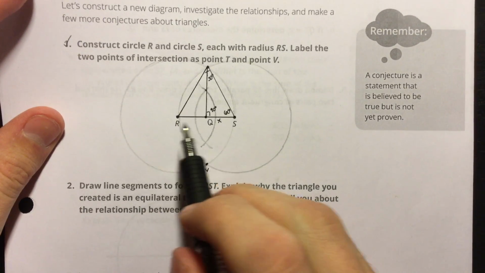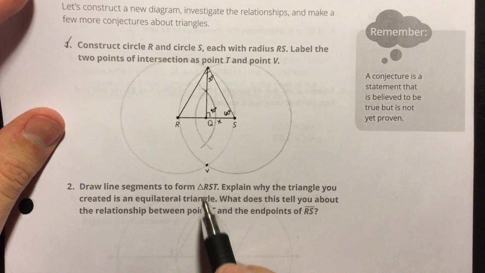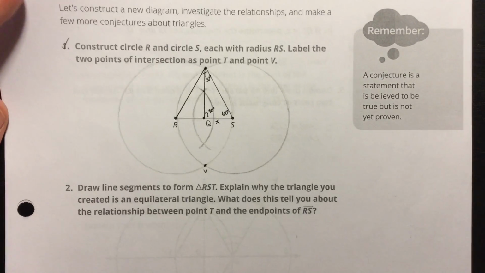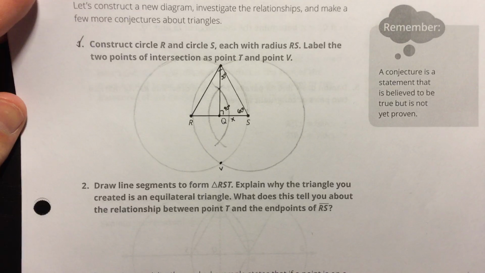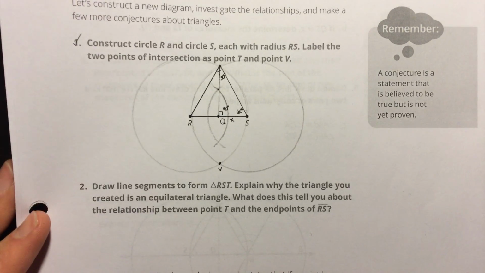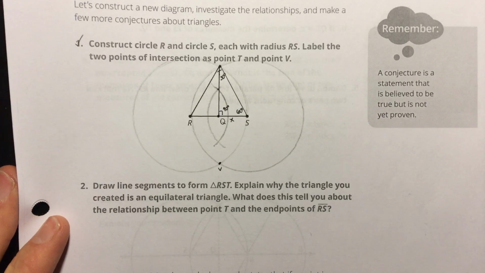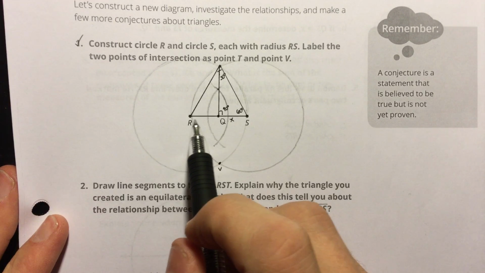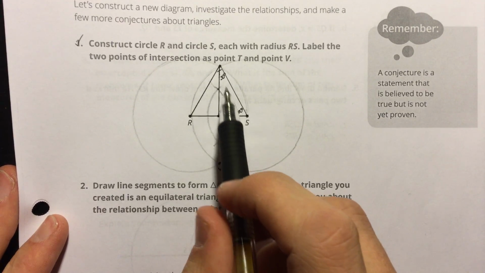So you can see I have triangle RST right there. So that part's good. It says explain why the triangle created is an equilateral triangle. So we'll do that. If you remember, in the last packet we constructed hexagons, and one of the ways that we constructed hexagons was by constructing equilateral triangles, and the way that we did that was by taking the radius and then creating a chord of a circle.